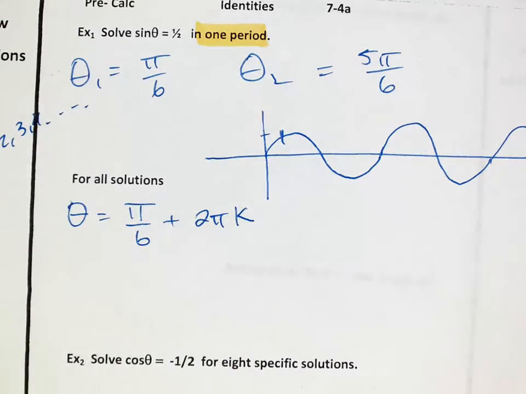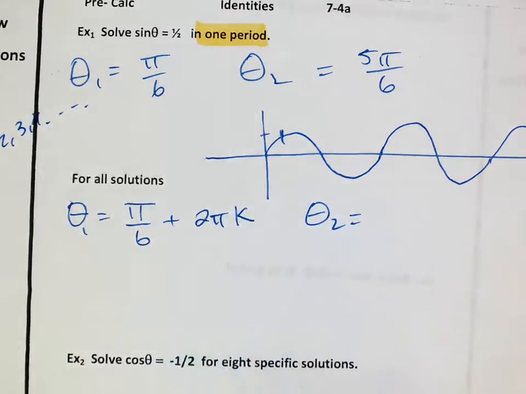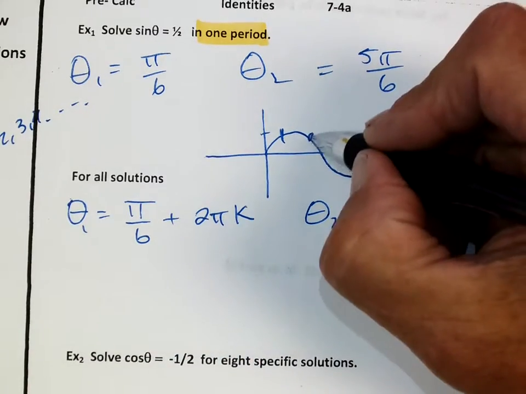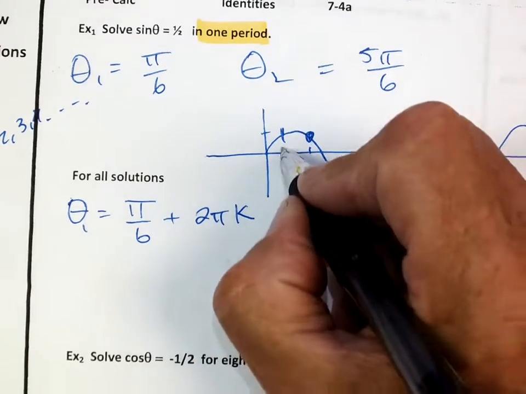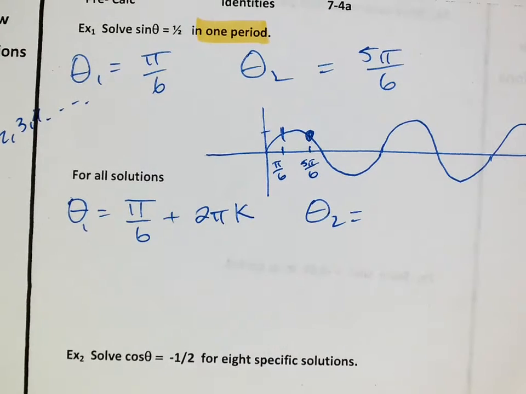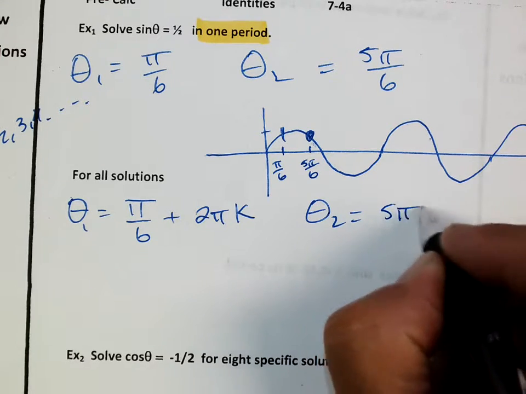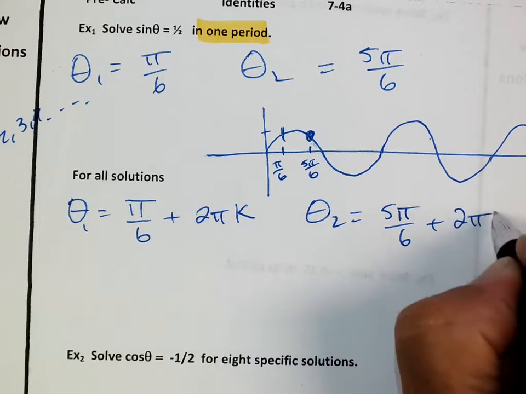Now, there's also another angle. And so theta 2 would equal the 5 pi/6, which is right there. Here's my pi/6. Here's my 5 pi/6, but we can continue this 5 pi/6 here and here and here, right? So we'll take our 5 pi/6, and they're exactly 2 pi apart, right? Each one of these answers, to go from here to here, I've gone 2 pi, right? So it's going to be my 5 pi/6 plus 2 pi k.